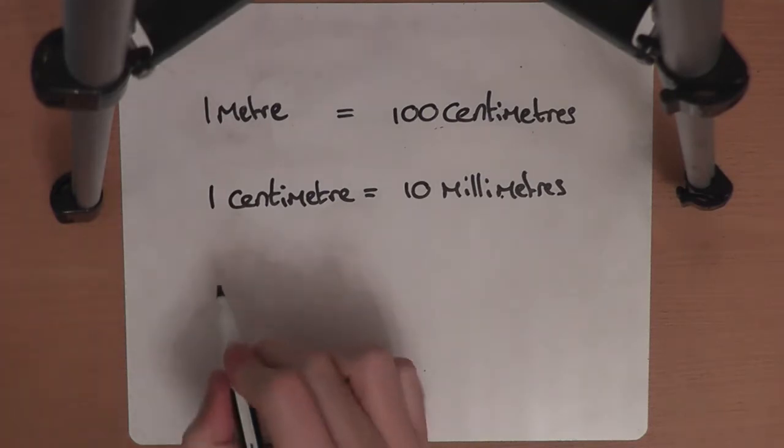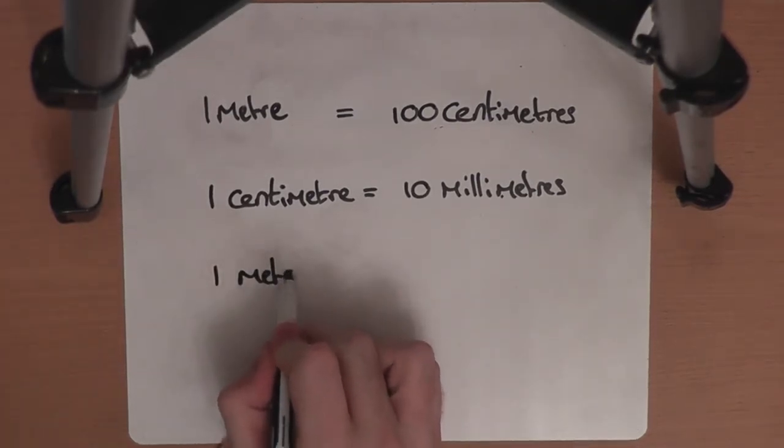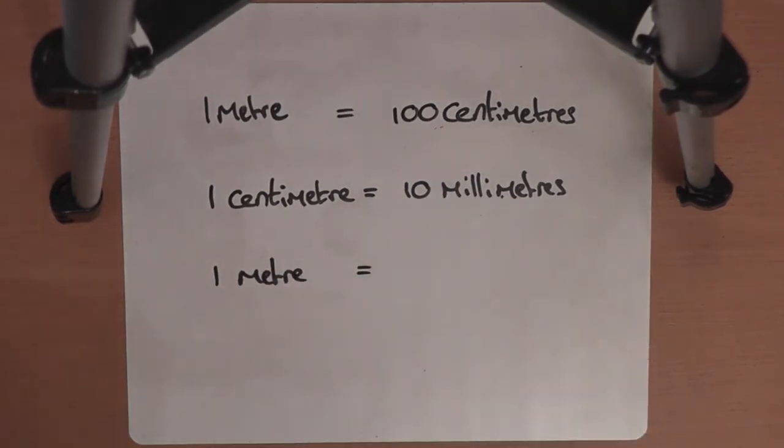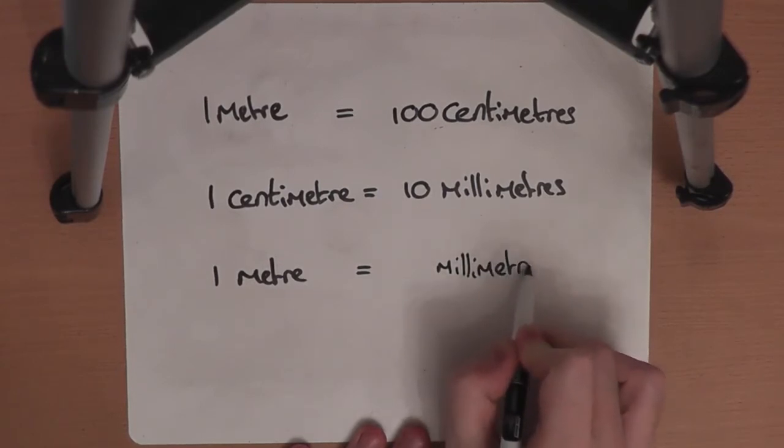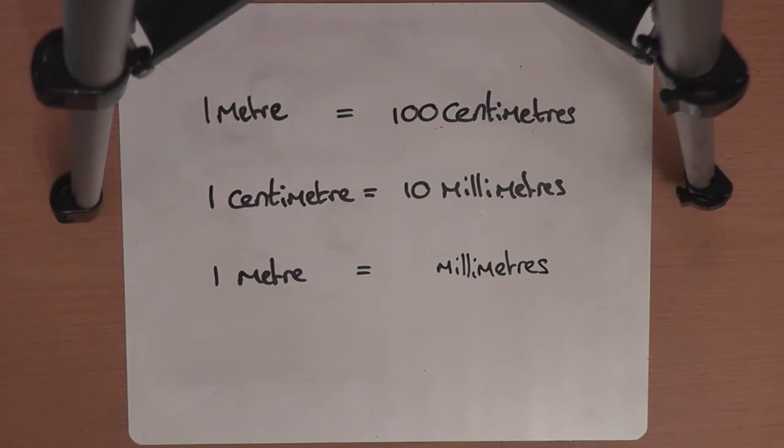Now for this third one, we should actually be able to put these two pieces of information together. If 1 metre is the same as 100 centimetres, and each one of those centimetres is the same as 10 millimetres, we should be able to work out how many millimetres there are in a whole metre. So if we've got 100 centimetres, and between each one of those is 10 millimetres, we should have 100 lots of 10 millimetres. And 100 lots of 10 is 1,000, and 1 metre is the same as 1,000 millimetres.